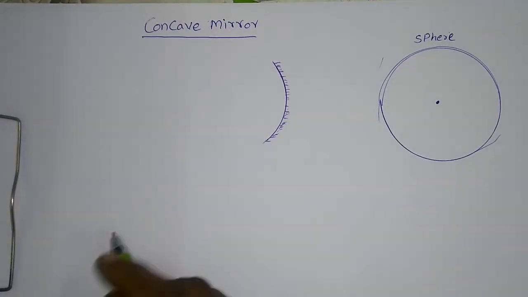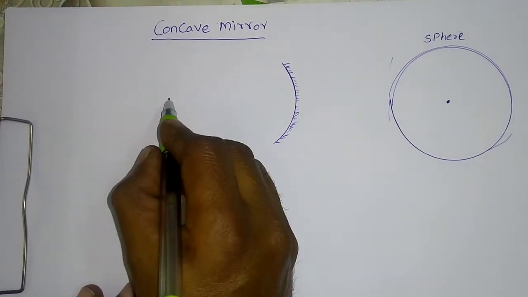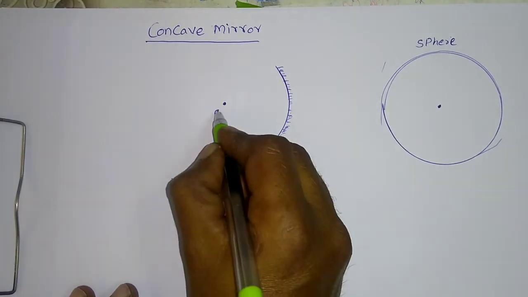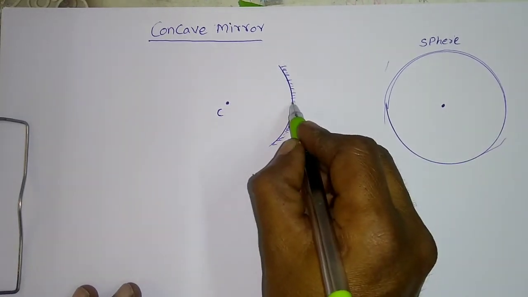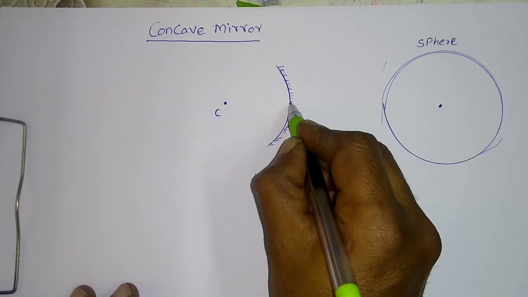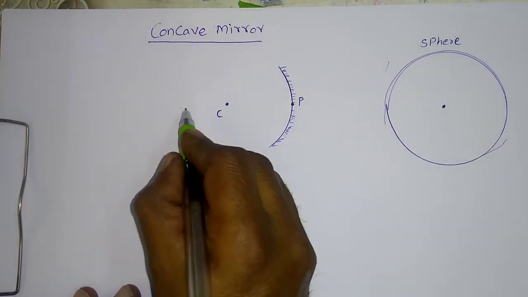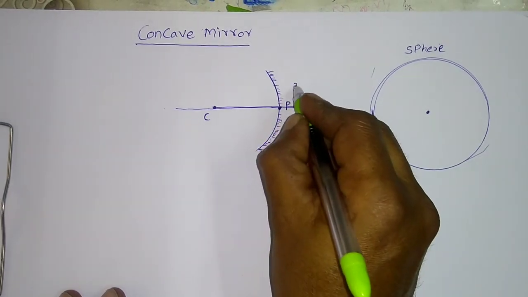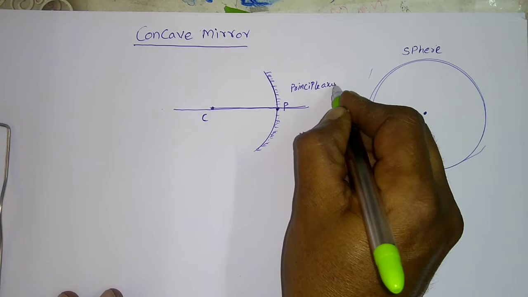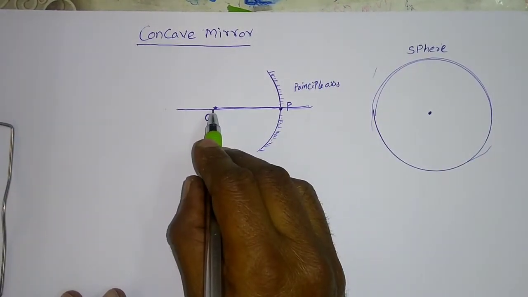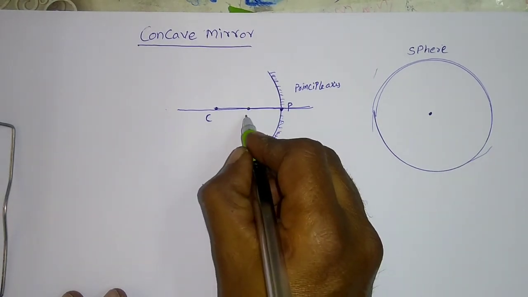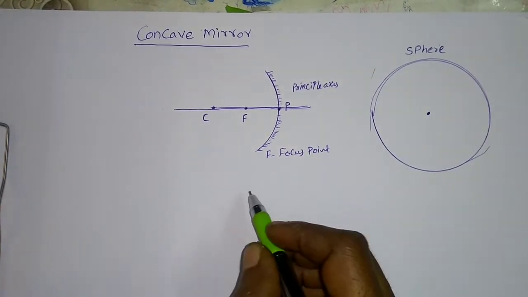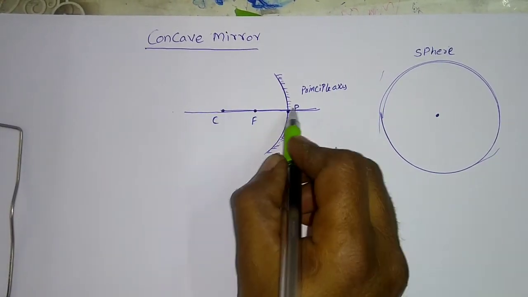this will be a concave mirror. Okay. In this concave mirror, this center point, let us say, we can call the center of curvature. And exactly opposite to it, the midpoint of the concave mirror, we can call the pole. The line joining the center of curvature to the pole, you can call the principal axis. Now exactly in between C and P, the center point, we can call F, the focus point. Why? Because this is the center between P and C.